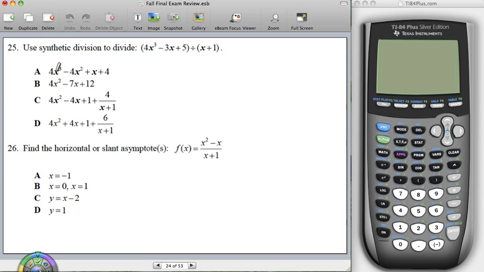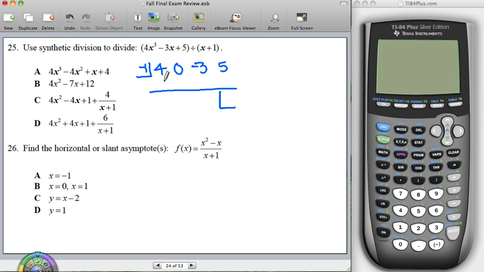25, use synthetic division. So I'm going to go ahead and put my negative 1 in my synthetic division box, listing out my coefficients. So I have 4x cubed. There you go, negative 1. I'm missing some terms, so I'm going to go ahead and put zeros in their place. So I have 0x squared, minus 3x plus 5.